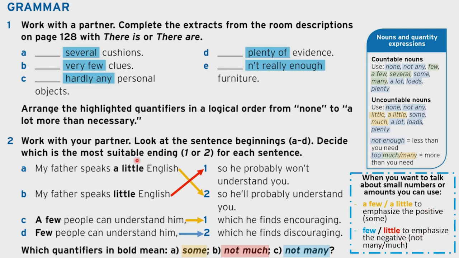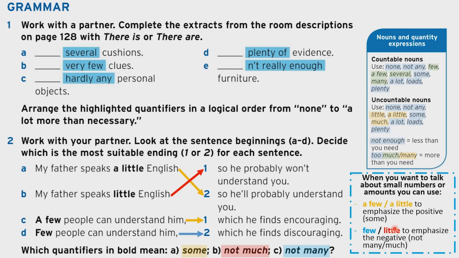That's why when he speaks a little English, he'll understand you. And if a few people understand him, it is encouraging. So this is positive. But if he speaks little English, he probably won't understand you. And if few people understand him, this is discouraging because they are emphasizing the negative. All right?